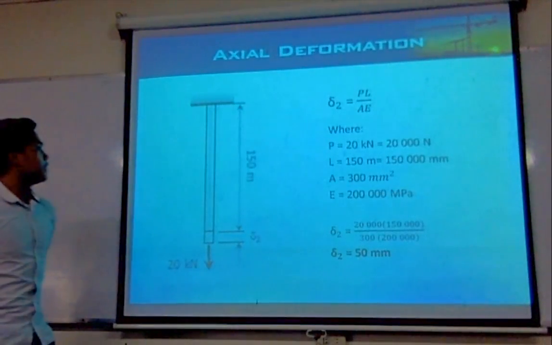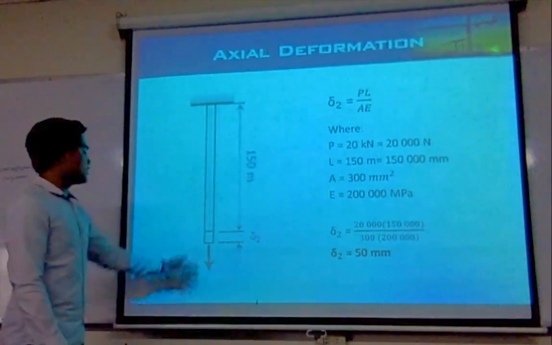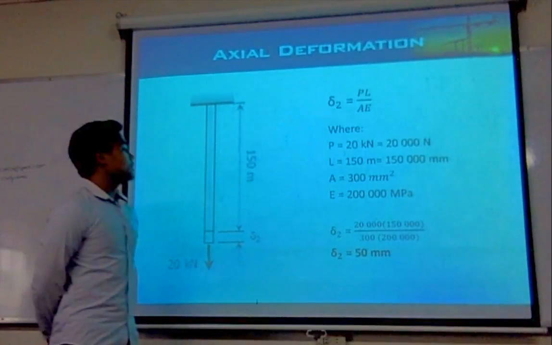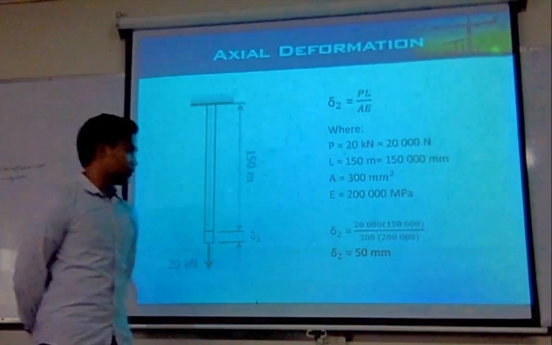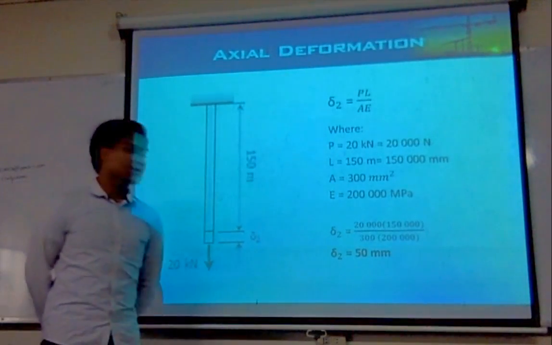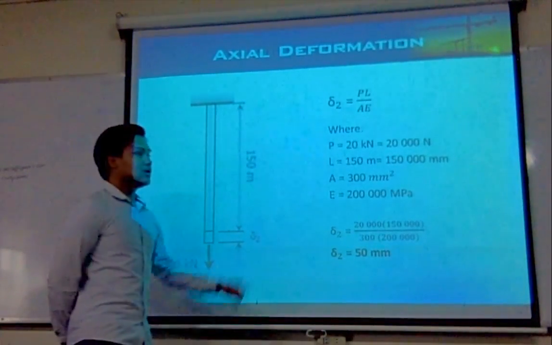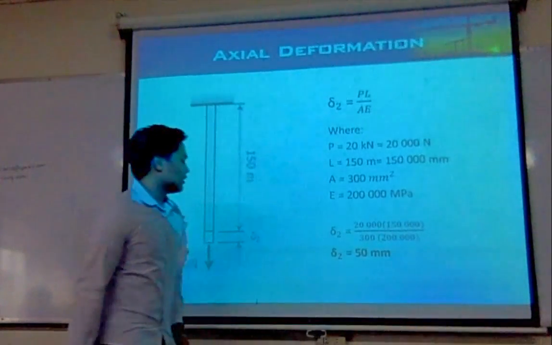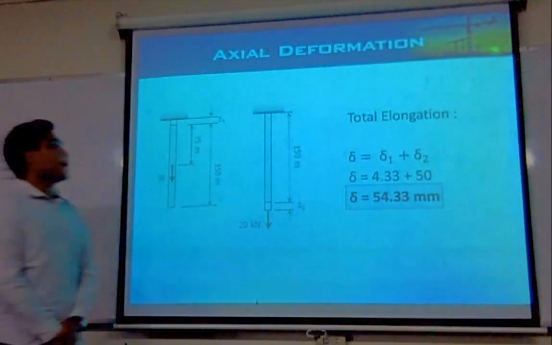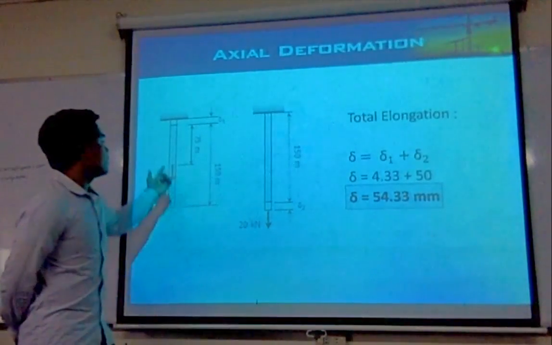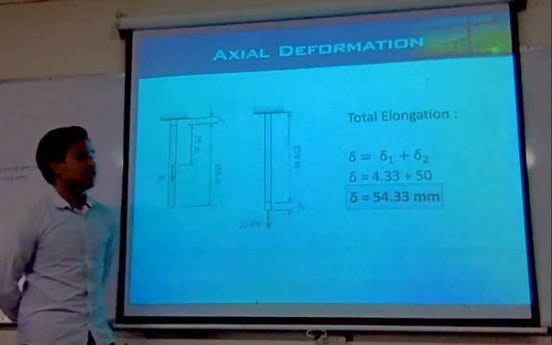And for the second scenario, we use the second elongation, which is due to the force applied. So P is equal to 20 kilonewtons, which is equivalent to 20,000 newtons. For the length, it is 150,000 millimeters, with the same area and same elasticity. By plugging all the values into the formula, we get 50 millimeters. And to get the total elongation, we just add the first elongation to the second elongation, arriving at the answer 54.30 millimeters.